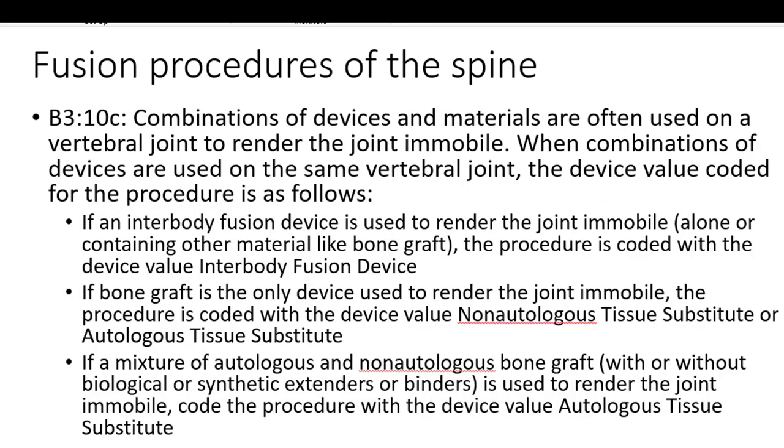And the third guideline that has to do with fusion procedures talks about the combination of devices and materials. I don't try to remember this because it gets me a little bit confused, but you do whatever helps you to be able to remember this. It's right in your code book. So if you just remember that there are 3 guidelines that pertain to fusion procedures of the spine, and whenever you're coding one, you're going to go back and review those 3 guidelines before you select your final codes.